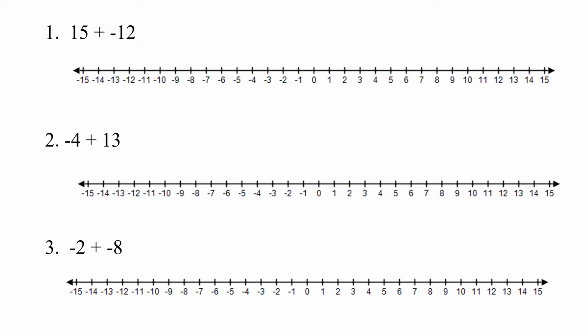Let's take a look at these. Again, this is our starting number. So I'm starting on 15, and then I'm going, in this case, to the left 12 spaces. So starting on 15, going to the left 12 spaces, 1, 2, 3, 4, 5, 6, 7, 8, 9, 10, 11, 12. So I get 3. So 15 plus -12 is 3.